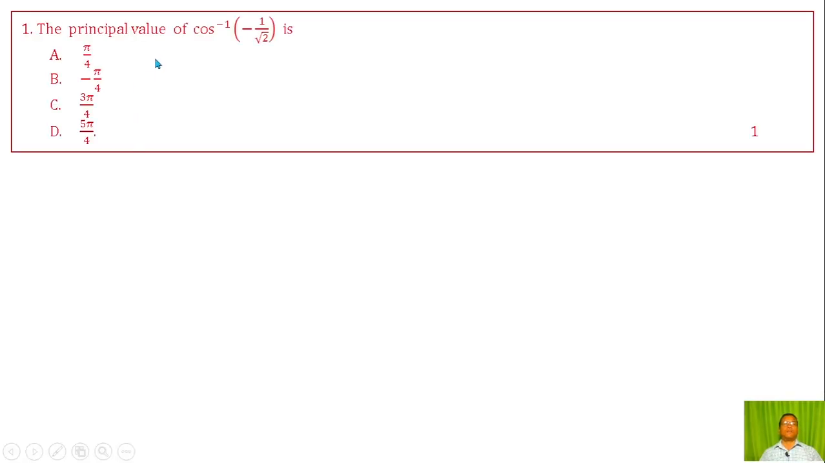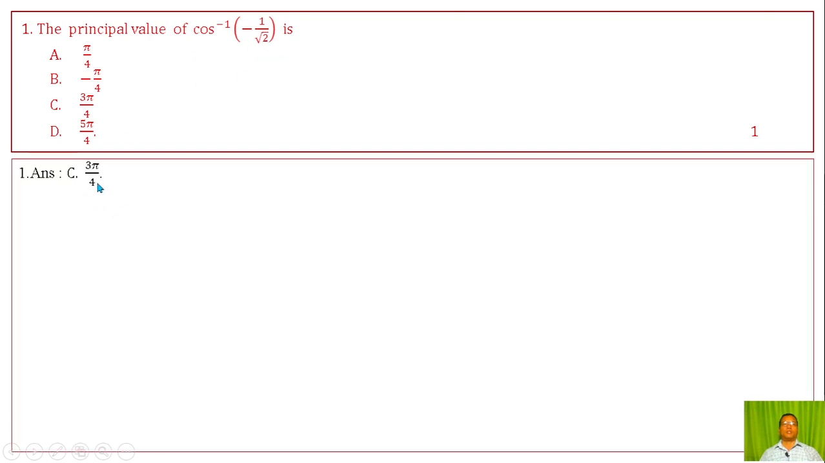Question number 1. The principal value of cos inverse of minus 1 by root 2 is: pi by 4, minus pi by 4, 3 pi by 4, 5 pi by 4. The principal value is one of them. The answer is 3 pi by 4, that is C. Cos inverse of minus 1 by root 2 is equal to pi minus cos inverse of 1 by root 2. But cos inverse of 1 by root 2 is equal to pi by 4. Pi minus pi by 4 is 3 pi by 4.